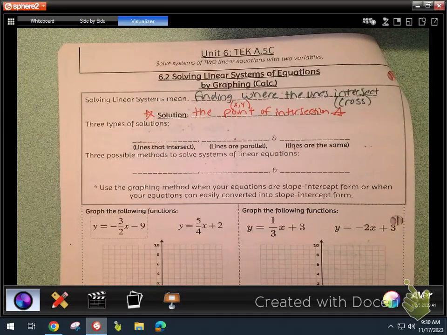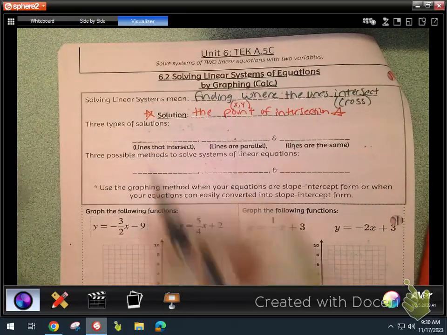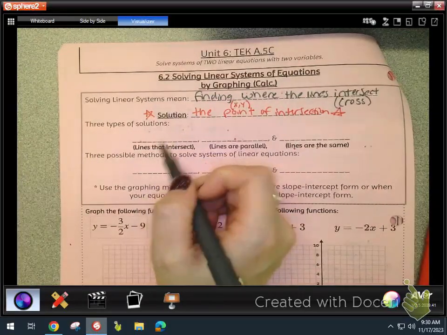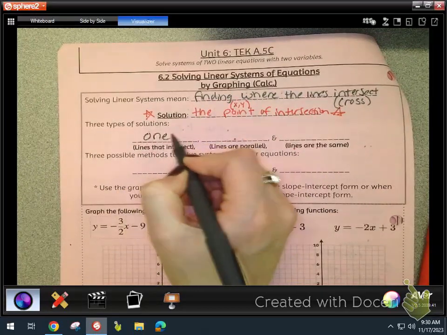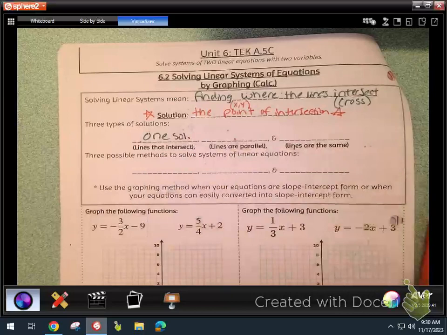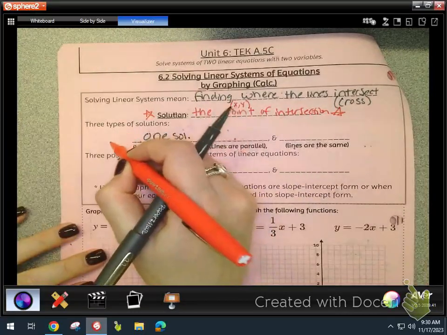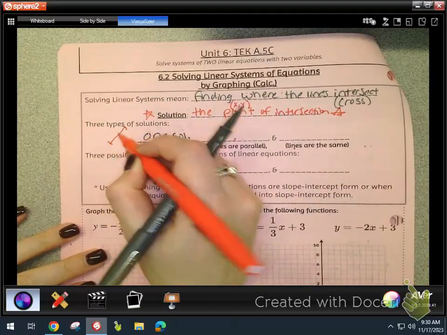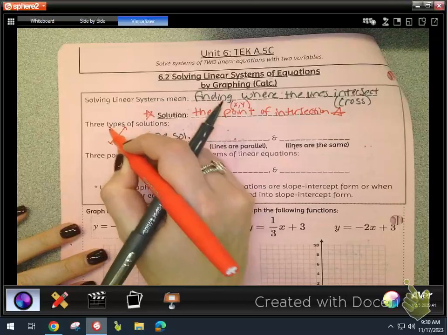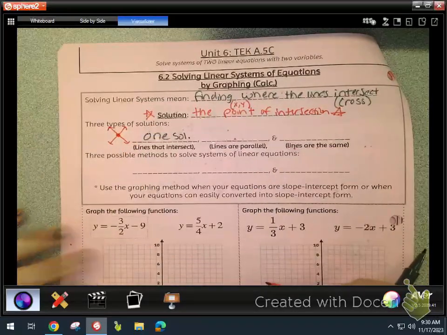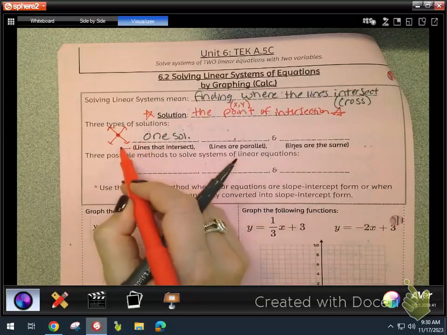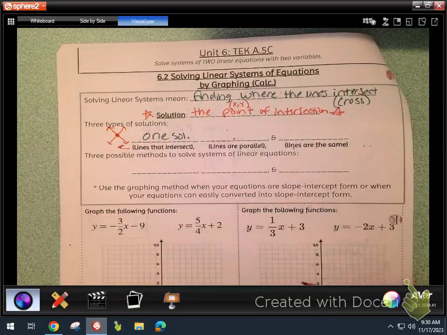Now, there's three different cases that you can have for solutions. The most common case is you have two lines that will cross. And that means that you're going to have one solution point. I'll draw an example for you here. So you're going to have lines that cross, and that would be your one solution. Okay? So I drew a little picture right there for you, a visual representation.